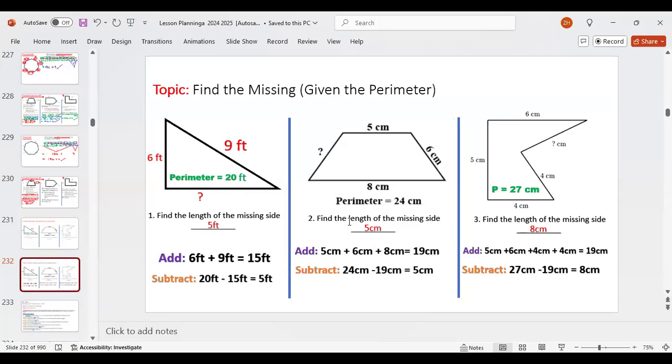The missing side here is 5 centimeters. And the missing side here is 8 centimeters. Anyone got these answers? I haven't done that yet, sir. I got all that. No, I didn't reach that as yet, but Mr. Petit, I'm guessing you basically add and find the answers. Yeah. Add and subtract.